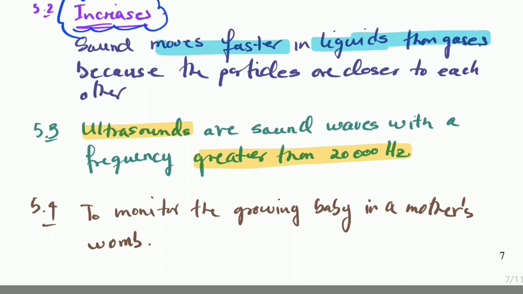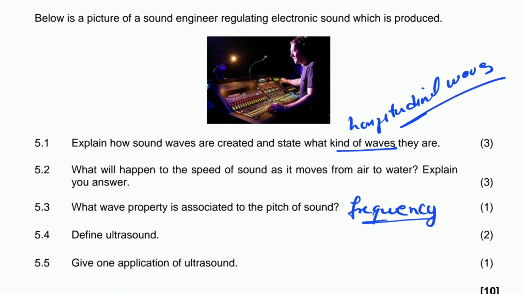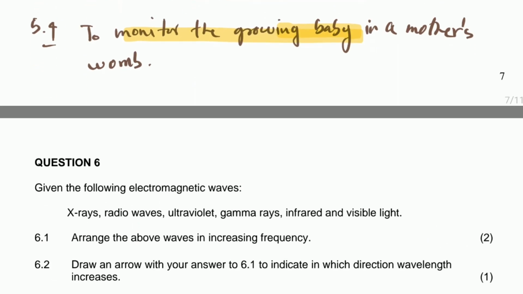Finally, they want to know where we use ultrasound. Guys, we use ultrasound at hospitals a lot. One of the main uses is to monitor the growing baby in a mother's womb, but it can be used to study certain organs of the human in the hospital. So that is the main thing. This question is quite simple, guys. Let's go to question 6.